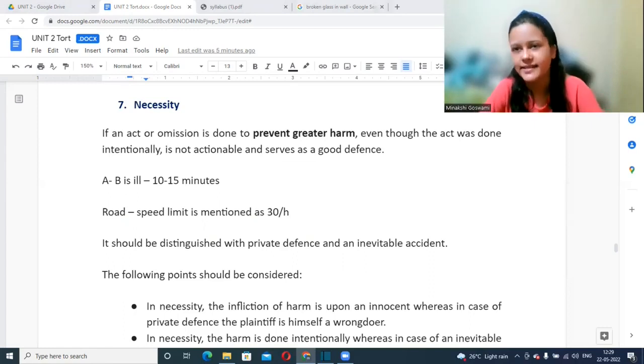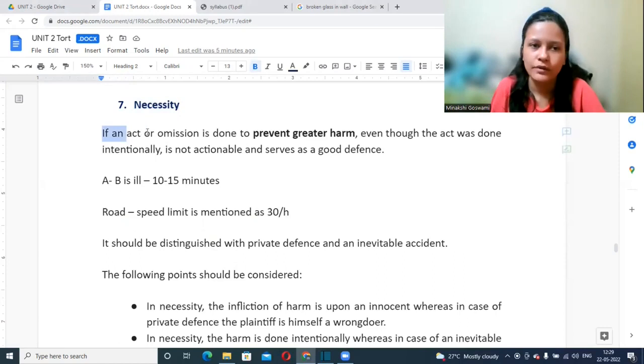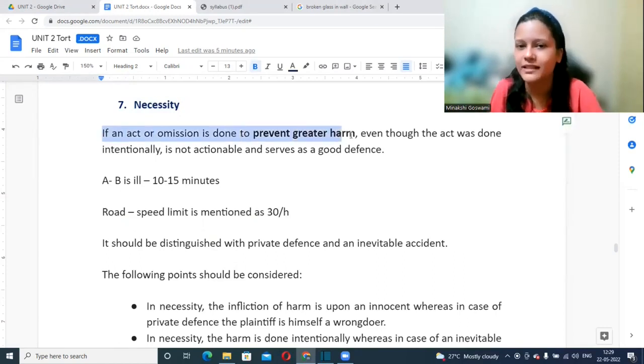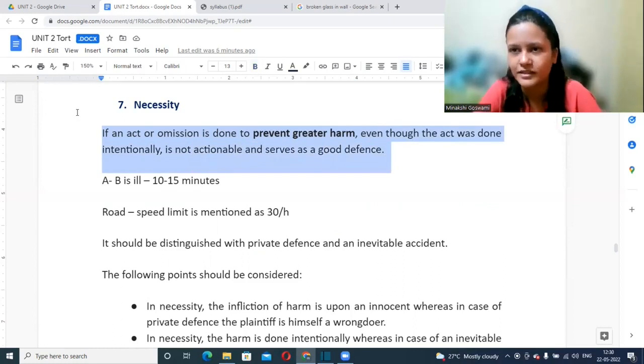Next we have is necessity. Now, what is necessity? It's very much necessary, as in, it's something which we can't do without. It is something very much required. So if an act or omission is done to prevent greater harm, even though the act was done intentionally, it is not actionable and serves as a good defense.